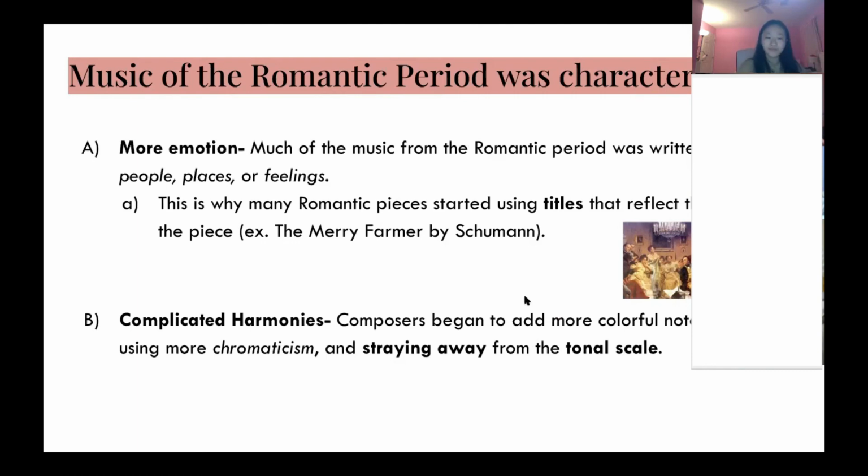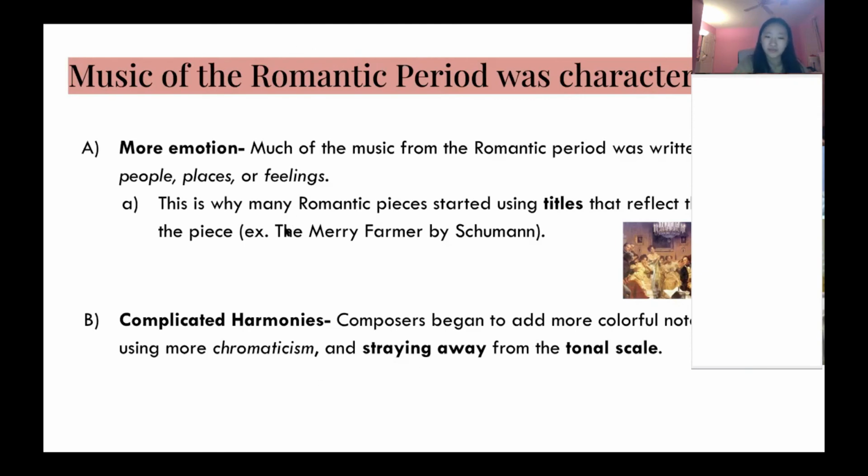For example, The Merry Farmer by Schumann, if you guys have heard of that. Like in the classical period, they would have like Sonata number 2 or Prelude number 1, like boring names like that. But in the Romantic period, they started using actual names, if that makes sense. You'll realize that when you play pieces.